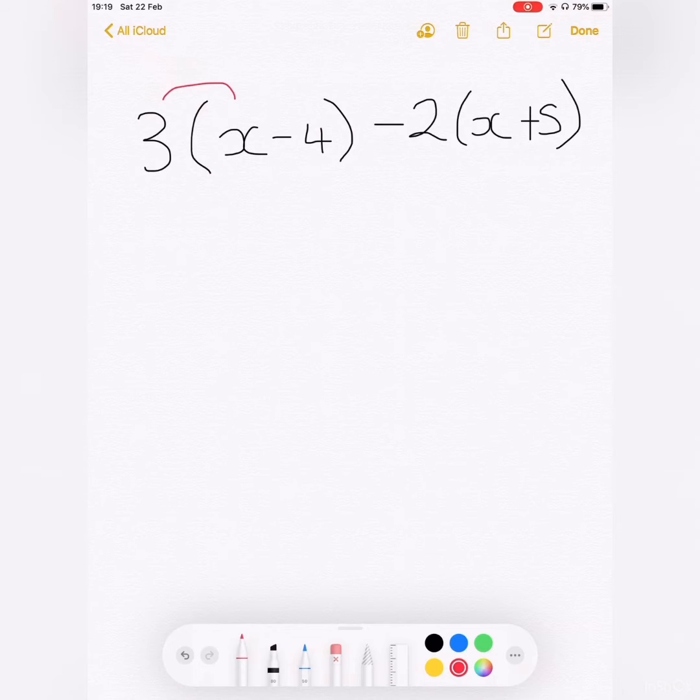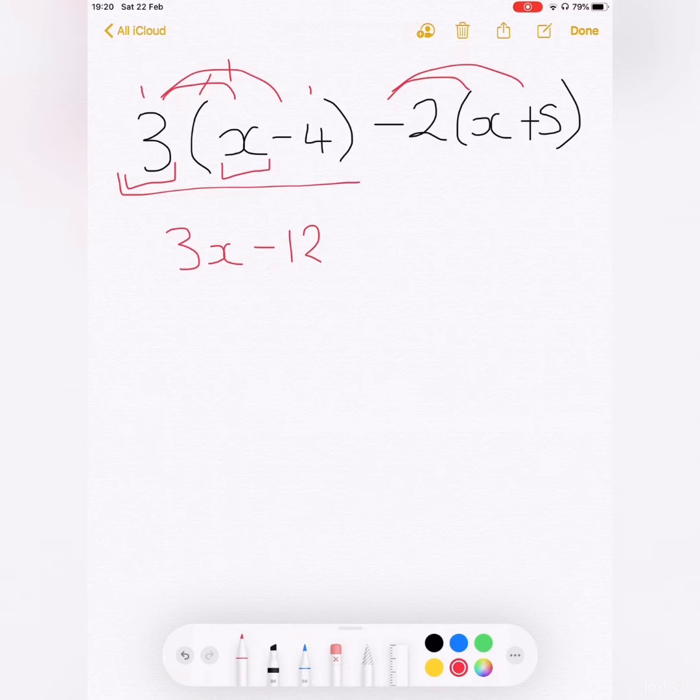We must first draw on both of our moons. Remember, this time we need 2 dots because there's 2 different brackets. And again, what we're going to do is times along our moons. So we've got 3 times x, which is 3x, and we cross it off. Then we do 3 times minus 4, which is minus 12. Again, cross it off. So now we've finished this one.